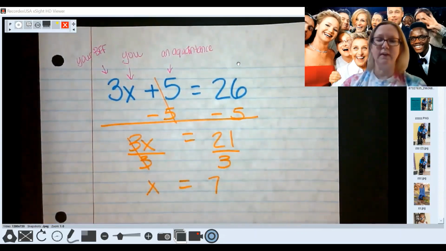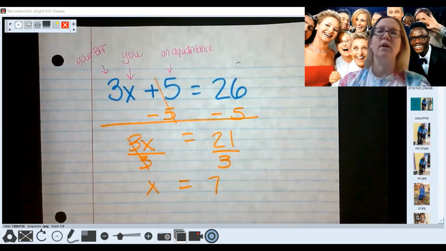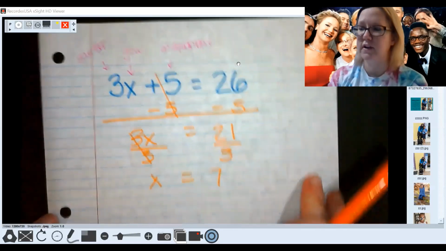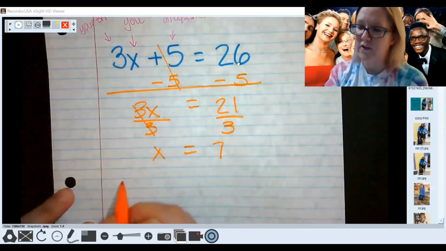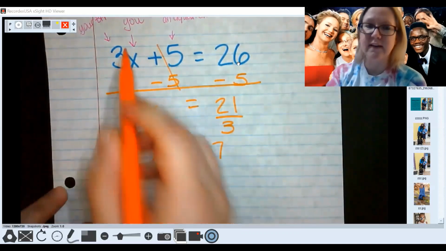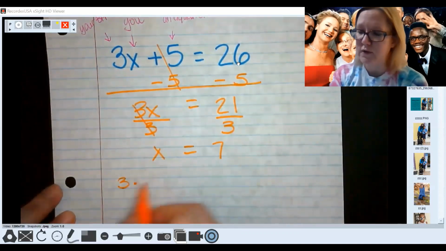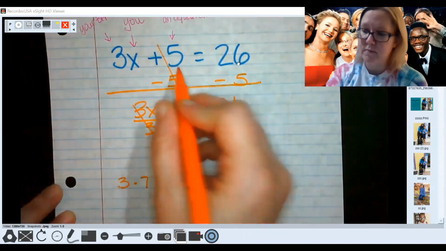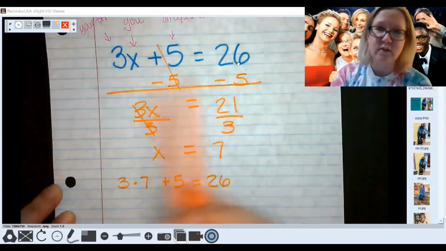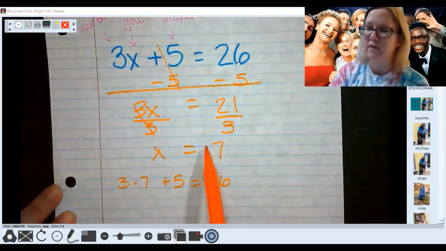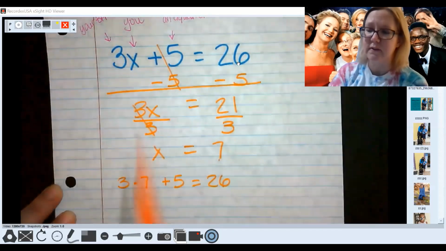Now remember, just like we did with one-step equations, you want to always check your work by substituting your answer back into the original equation. So the original equation, we had 3 times x, but we're saying that x equals 7. So 3 times 7 plus 5 equals 26. So again, all I did was take the original equation and substitute my solution in place of x.